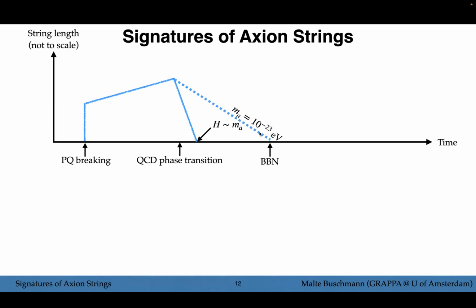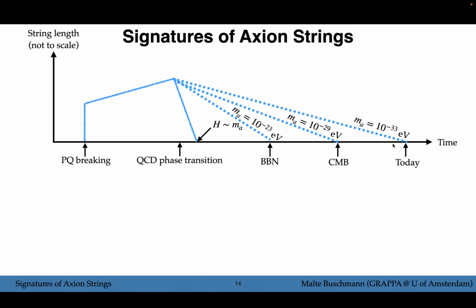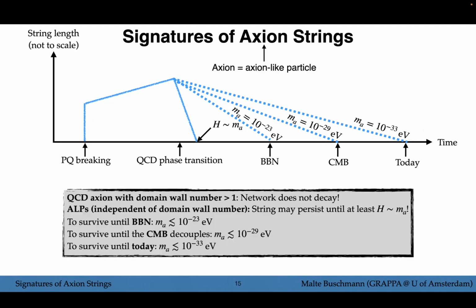So if you consider much lighter axions, for example a mass lighter than 10 to the minus 23 eV, you expect the network to actually survive until BBN. Similarly, if it's lighter than 10 to the minus 29, you even expect it to survive to the CMB. And if it's lighter than 10 to the minus 33 eV, they can even survive until today. So whenever I refer to axion strings today in this talk, I actually mean axion-like particle strings, so ALP strings.